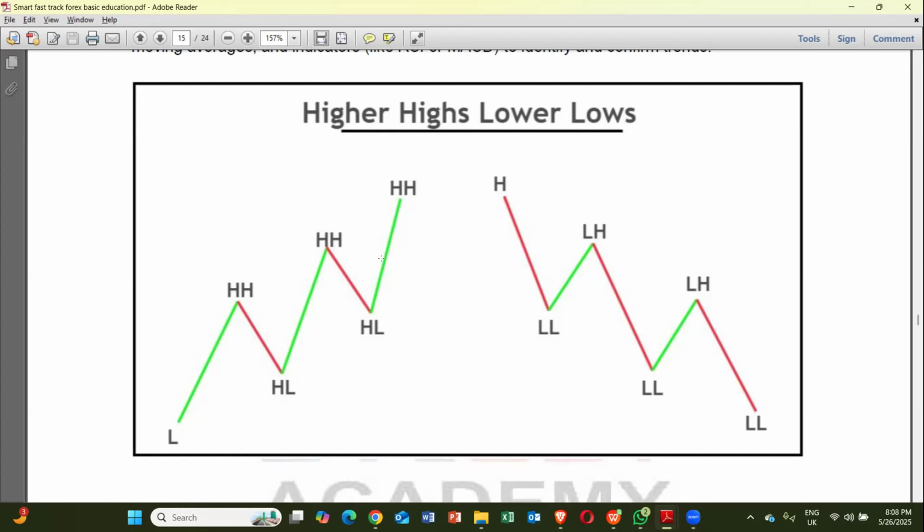All right, so that's trending up. So we have this higher high, higher low. This is what shows you that the market is going up.